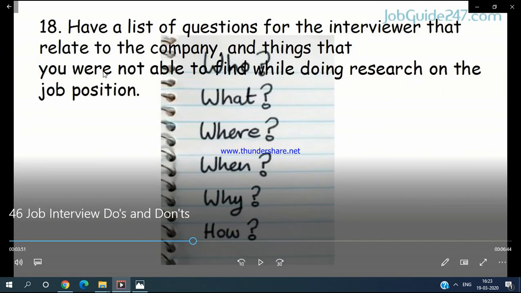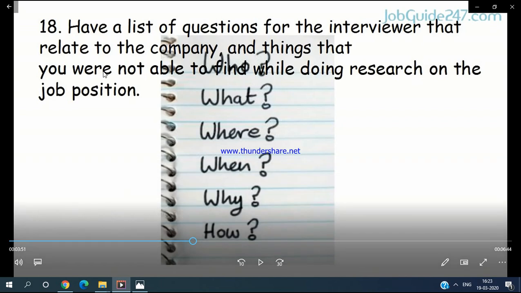Very good. Have a list of the questions. That is very, very important. Listen, whenever we go for the interview, whether it is a face-to-face interview, a telephonic interview, or a mock interview, you should prepare your questions in advance, right? They ask you many questions, but at the end, whenever they ask you to ask any question, you say, sir, I don't have any question, right?